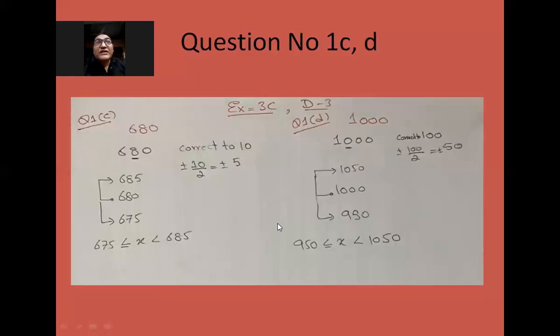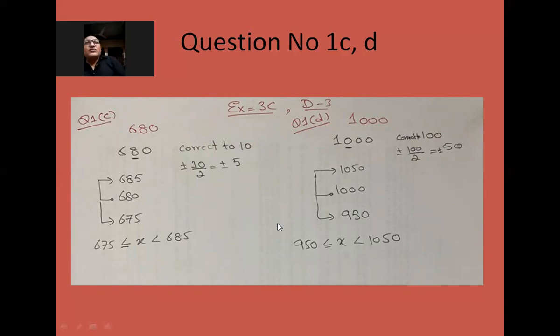So I hope you have understood this question. So we are moving to the next question. The next question is question number 1, and it's C part. The number given here is 680, and they say that it is correct to two significant figures.